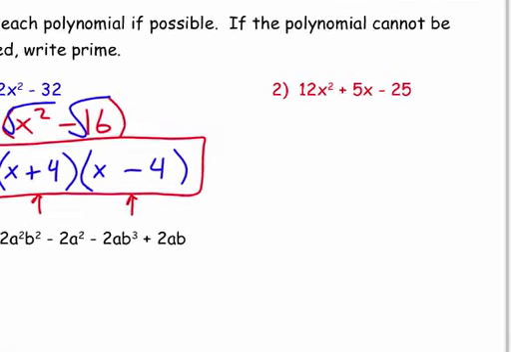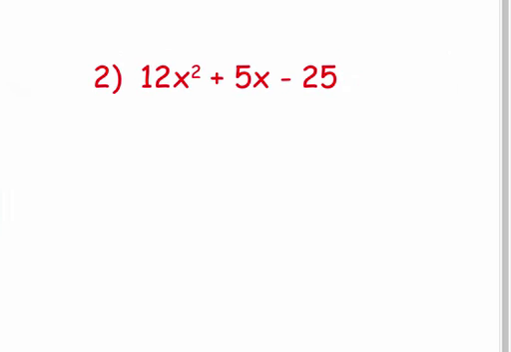Number 2. Okay, first thing, can I factor anything out? Nope, I don't think so. Can't factor anything. Next thing I look for, is it a difference of squares or a perfect square trinomial? Nope, I can't take the square root of 12, right? So it's not a perfect square trinomial. So now I look, is it in one of my forms? Is it a quadratic? Yes, it is. Is it the easy way or the hard way? Oh, it's the hard way. I got a coefficient out here.